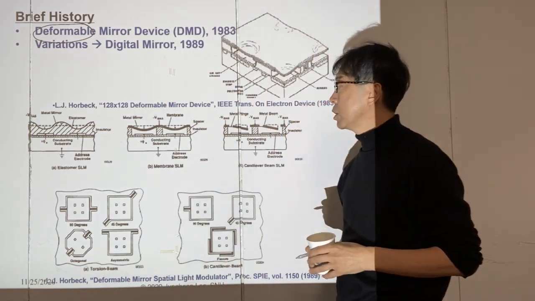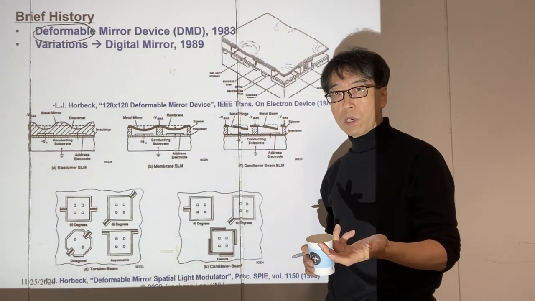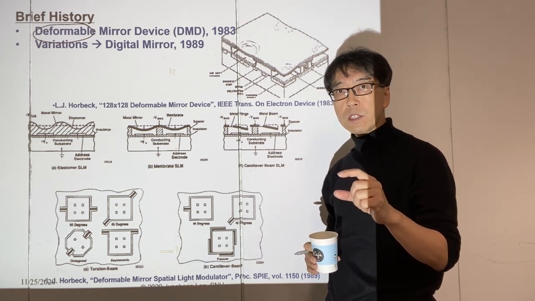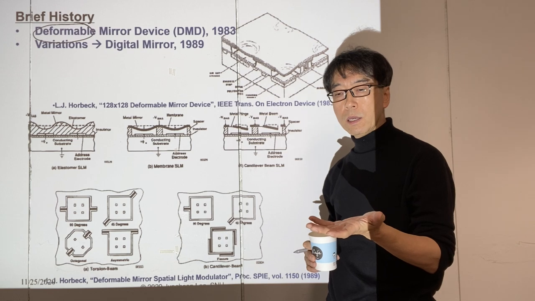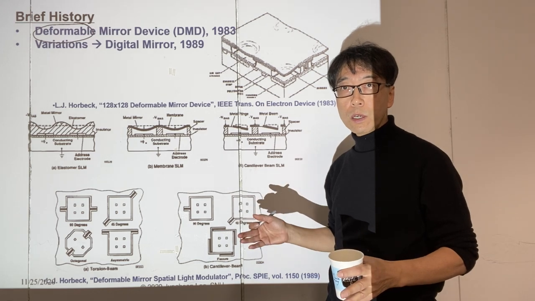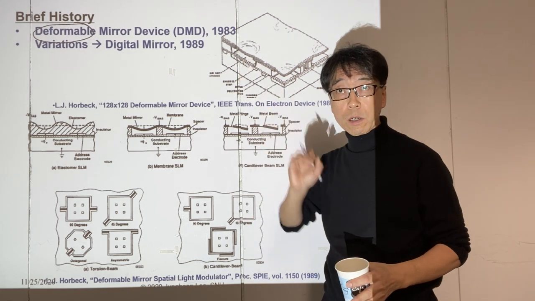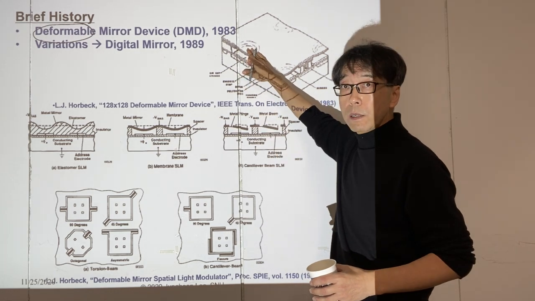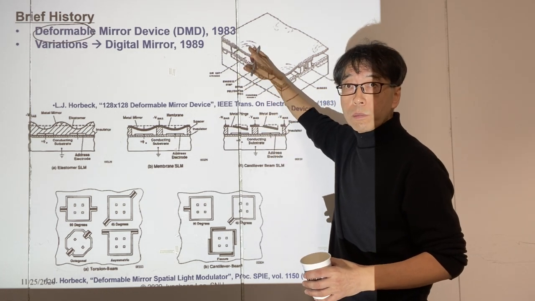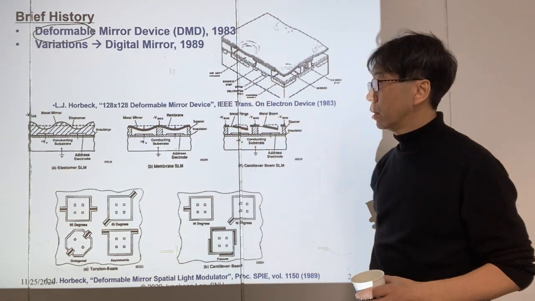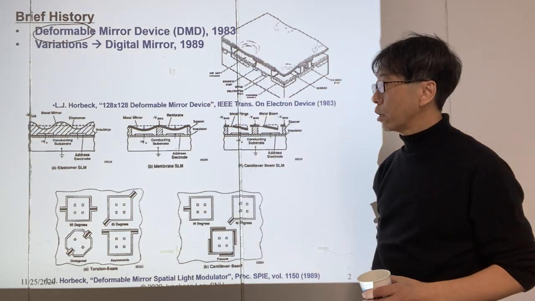How much depression is needed? A quarter of the light wavelength is enough to create the destructive interference, so that this spot, originally shiny, becomes dark. So you can make this spot shiny, bright, dark by letting this membrane deform just a little bit.